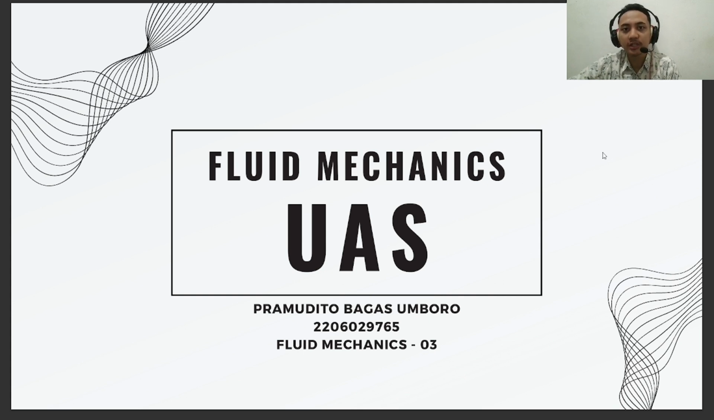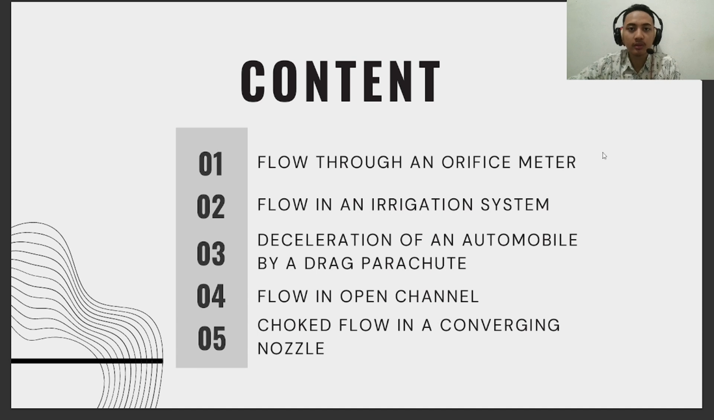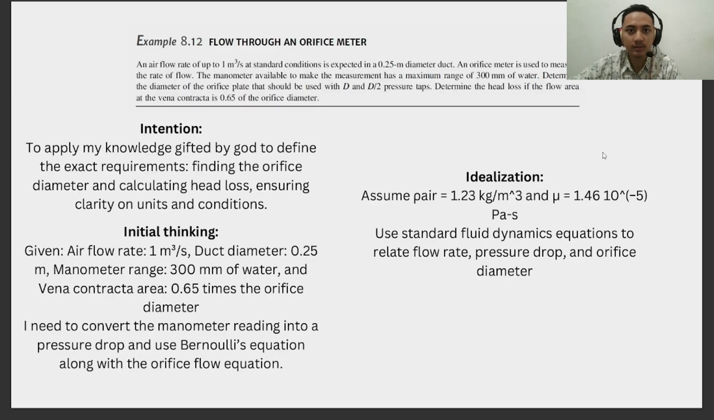In this video, I will be explaining my answers to the final exam of Fluid Mechanics. So the content in this video will be a problem about the flow through an orifice meter, a problem about flow in an irrigation system, a problem about the deceleration of an automobile by a drag parachute, a problem about the flow in open channel, and a problem about the choked flow in a converging nozzle.